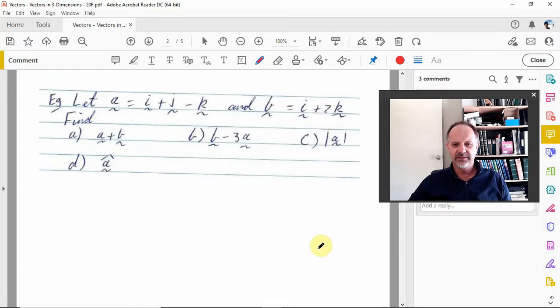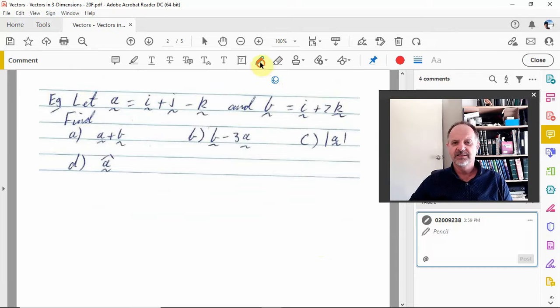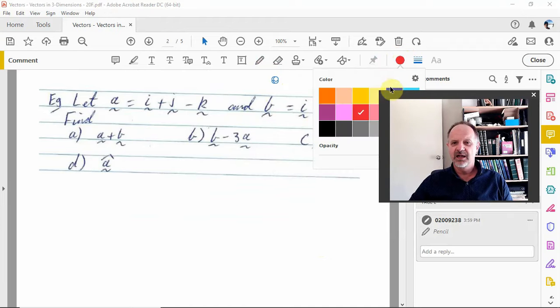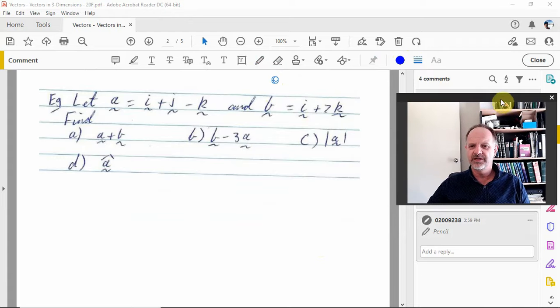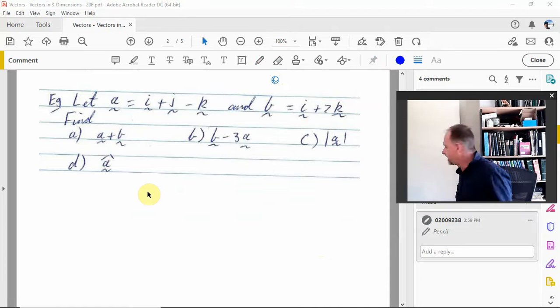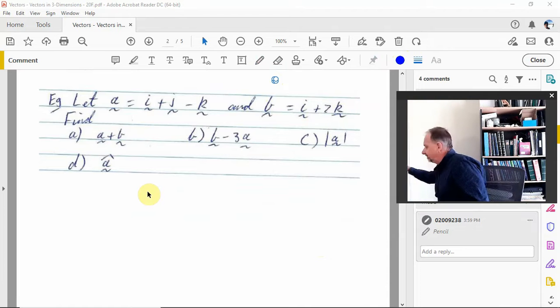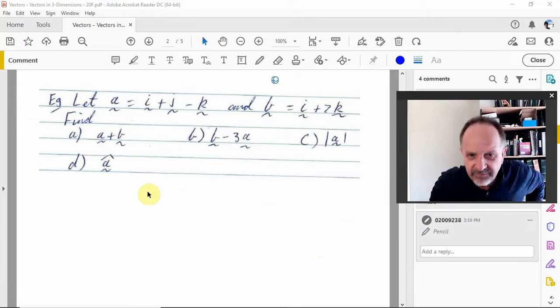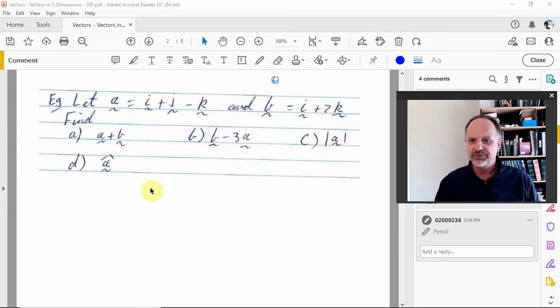All right, so let's get into some examples. Here's an example. So we've got 2 vectors, A and B, and it says here that our vectors A and B, yep, there we go, that over here. A is vector i plus j minus k, and vector B is i plus 7k. No j component, that's all right.